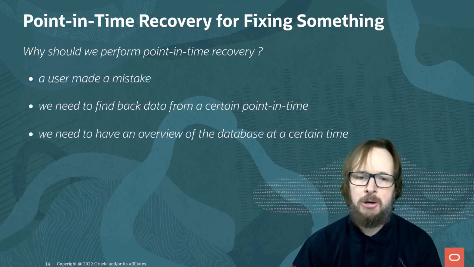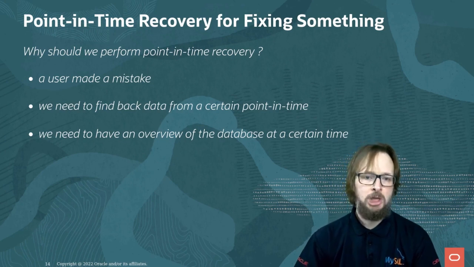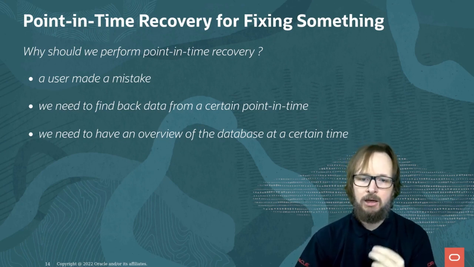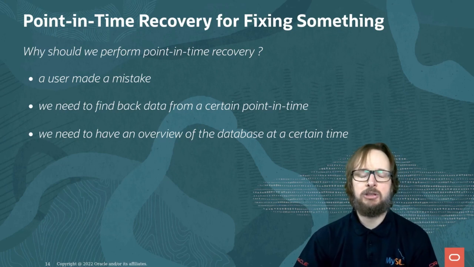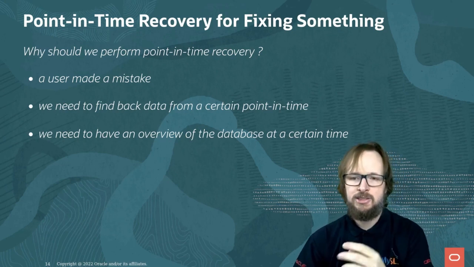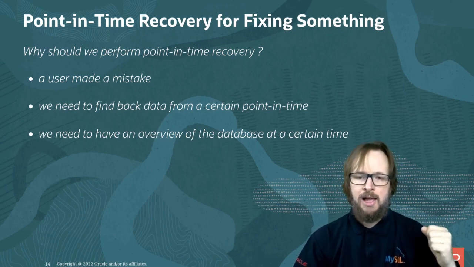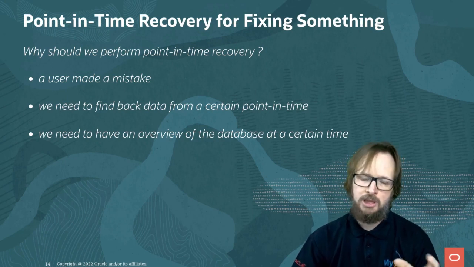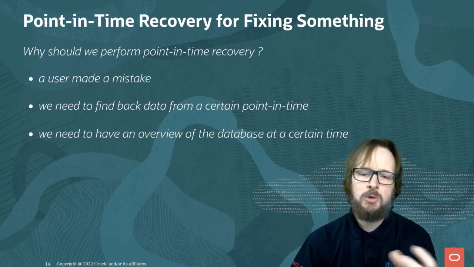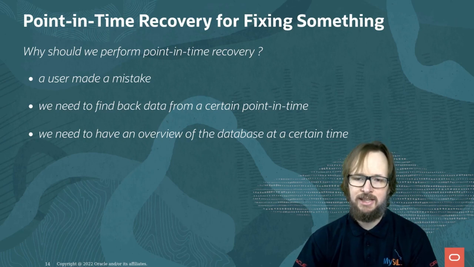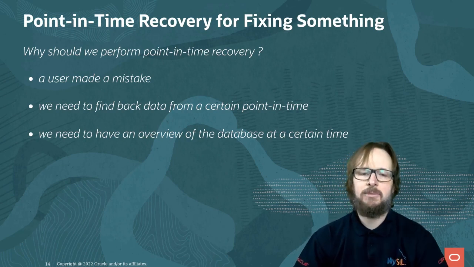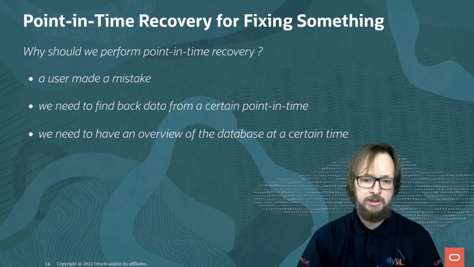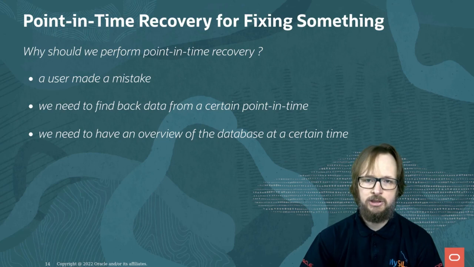If a user made a mistake, we need to find data back to a certain point in time. If somebody says, oh, one week ago at noon, I saw some information, but that information is not there anymore. What was it? How was it at that time? So we can go back in time to find that information. And we need to have an overview of the database at a certain time. This is for fixing an issue.